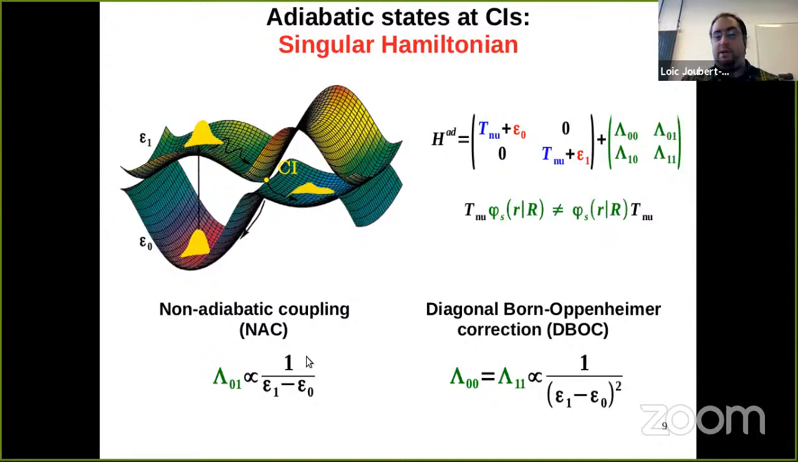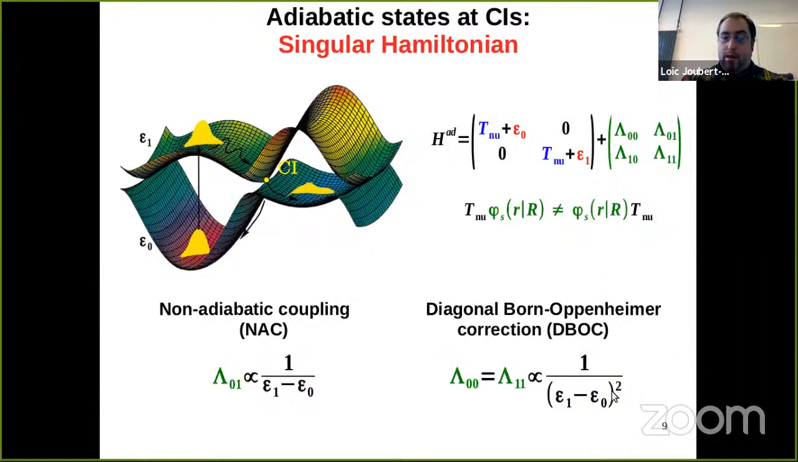What is more problematic is this term, also called the diagonal Born-Oppenheimer correction. These are in fact the diagonal terms here, and they also tend to infinity because they are divided by the energy, but squared this time. And since they are on the diagonal, they look like potential terms.